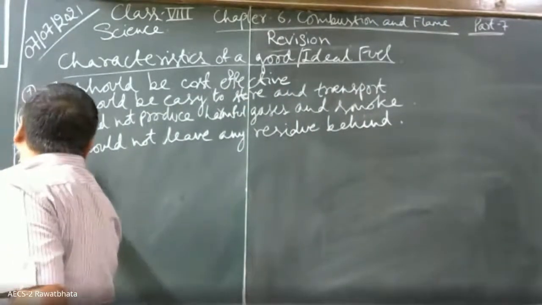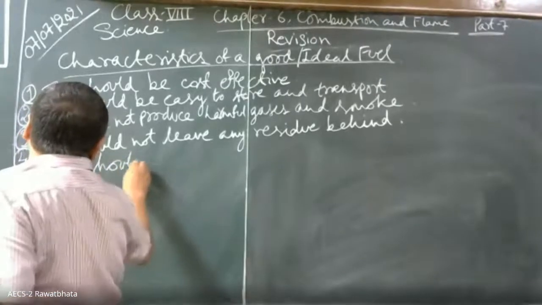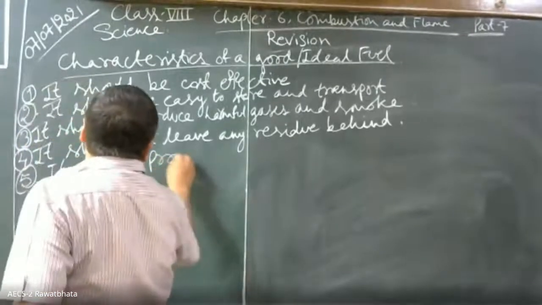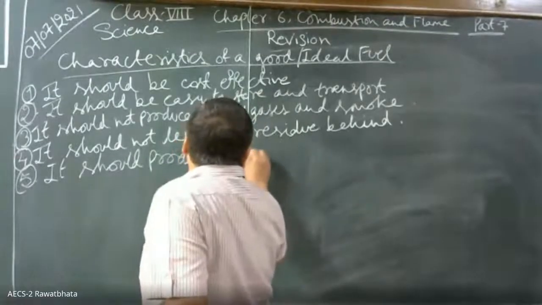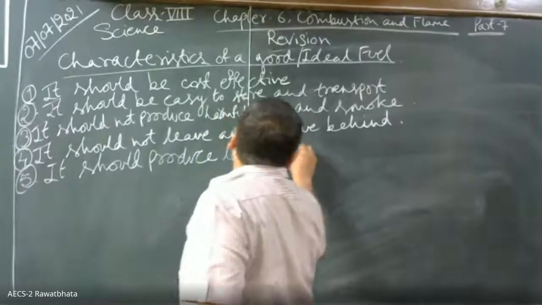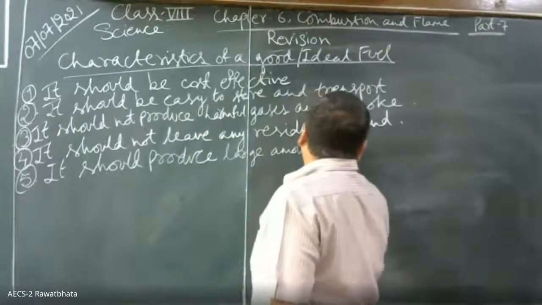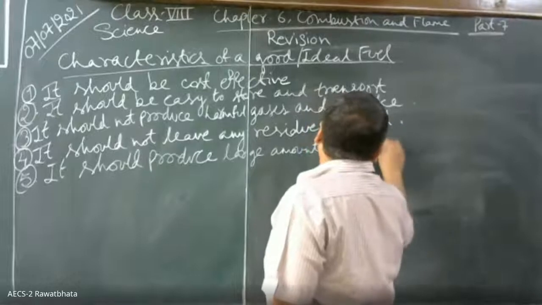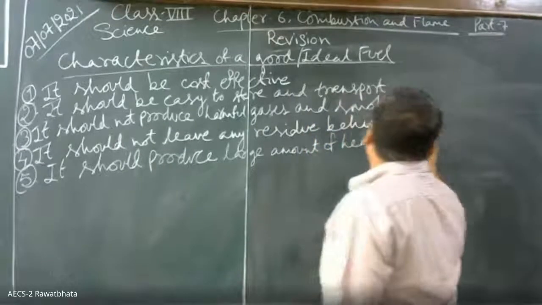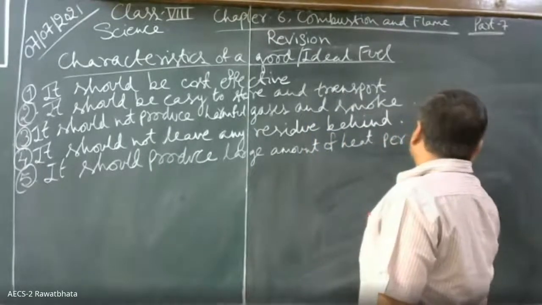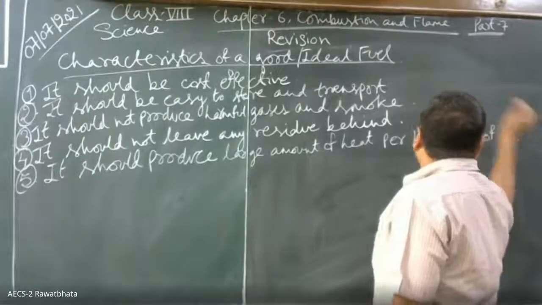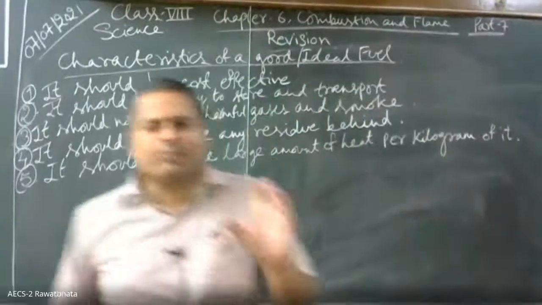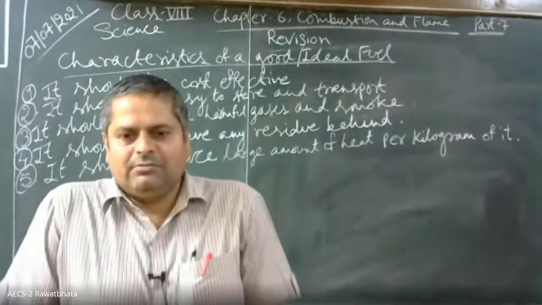It should produce a larger amount of heat per kilogram of fuel. यानी एक किलोग्राम यानी पर यूनिट मास में वो ज्यादा निकाला चाहिए.